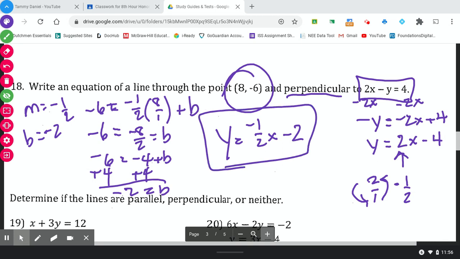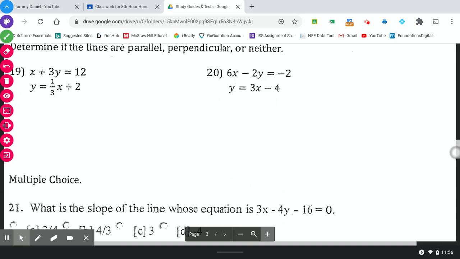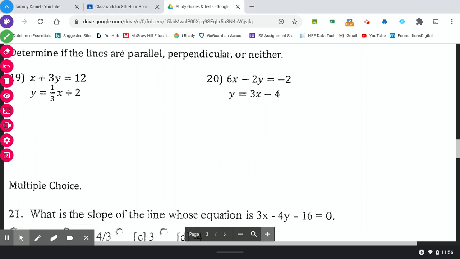Okay? All right. Moving on to number 19 here. They just want you to know if these are parallel, perpendicular, or neither.